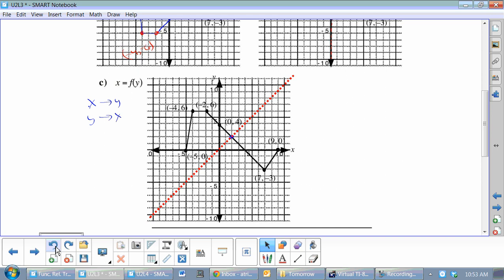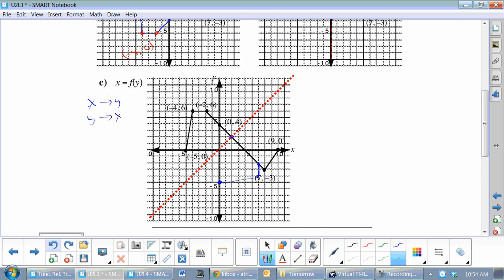Because like you look at negative 5, 0, right? It comes down to 0, negative 5. So it's down there, right? And then I'm going to just go left to right, I guess. Negative 4, 6 will be 6, negative 4. So it's right there. Okay. And I can even join those now. I know those two join. And then negative 2, 6 is 6, negative 2. So it's right there.